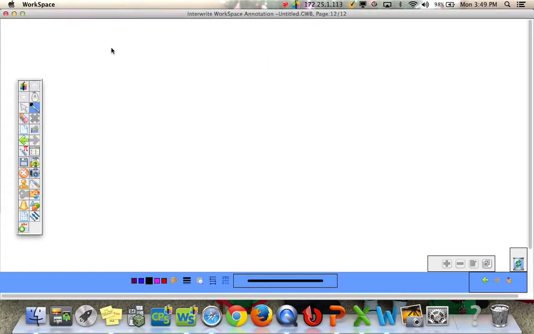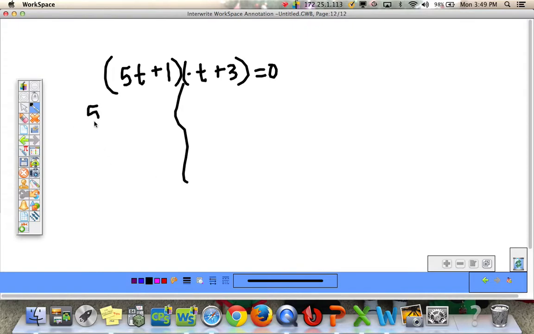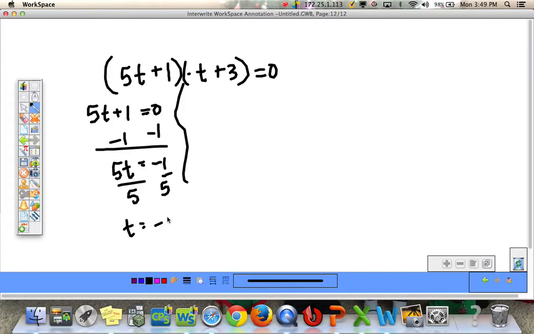Okay, so let's rewrite it. It would be 5t plus 1, and negative t plus 3. Okay, this will solve. So again, 5t plus 1, what makes that 0? Subtract 1 from each side. 5t equals negative 1. Divide by 5. So t is negative 0.2.